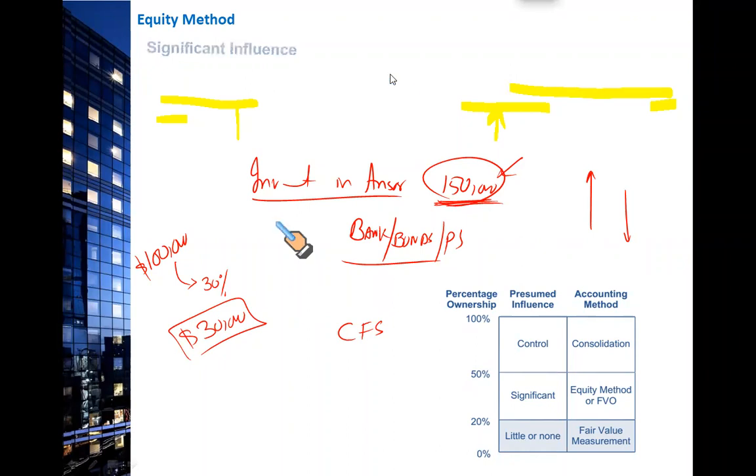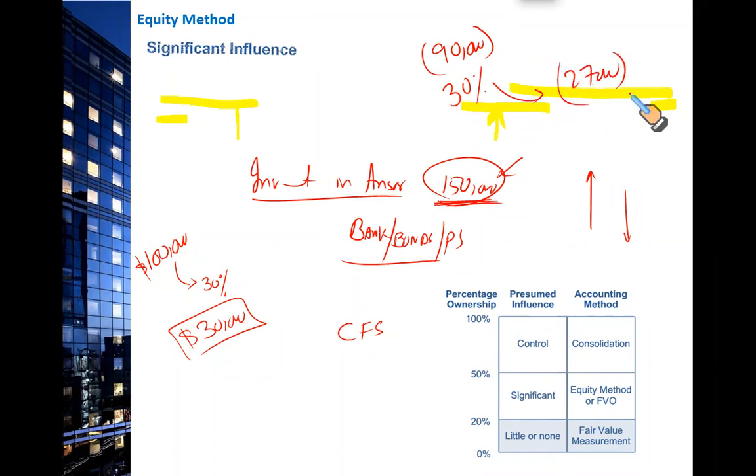Now let's say Answer incurs a loss of, let's say, an imaginary number, $90,000. Since you took 30% of income as a part of your income statement, you have to consider the loss as well. So if Answer makes a loss of $90,000, I have to charge 30% of this loss, which is $27,000, against my net income. So you take the proportional part of profit, book it as your income, and you take the proportional part of loss and take it as a loss in your income statement.